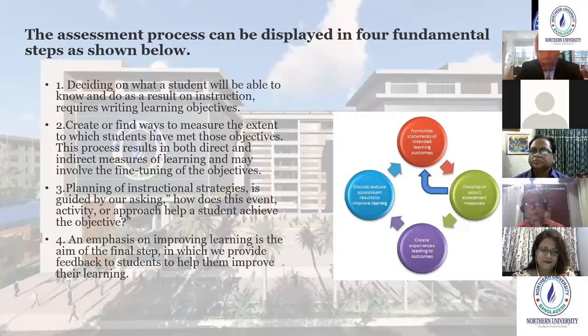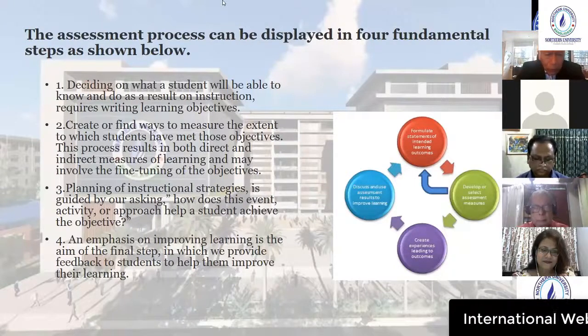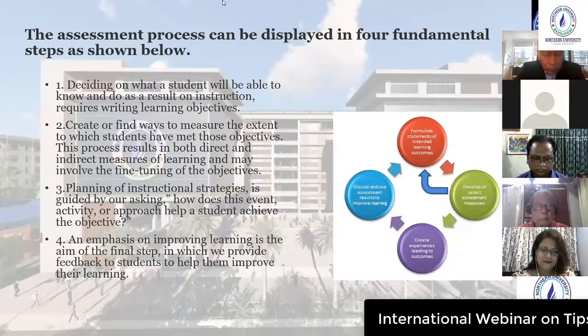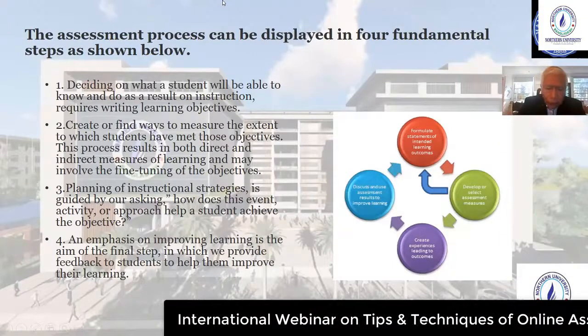And most of these objectives are very easy to accomplish because now all the publishers, all the books that come have objectives. So it's not difficult. So second, we have to find ways to measure the extent to which students have met those objectives. So that's the green circle.